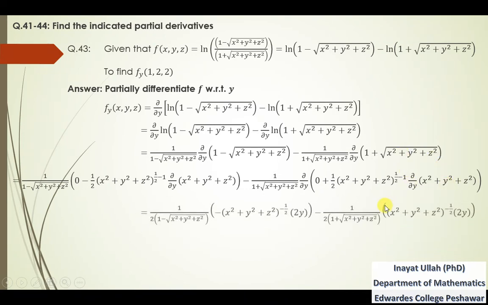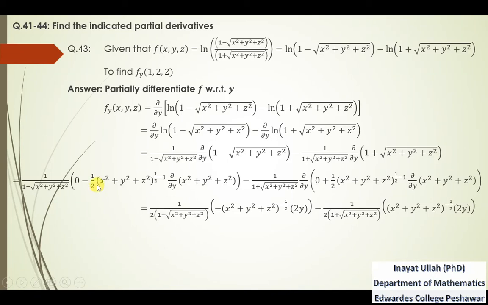Now in this step we have kept 1 by 2 common here, 1 by 2 minus 1 is minus 1 by 2, and the partial derivative of this function with respect to y is 2y. Similarly here 1 by 2 is kept common, and 1 by 2 minus 1 is minus 1 by 2, and the derivative of this function with respect to y is 2y again. Derivative of x square is 0, z square is 0, so that is 2y.